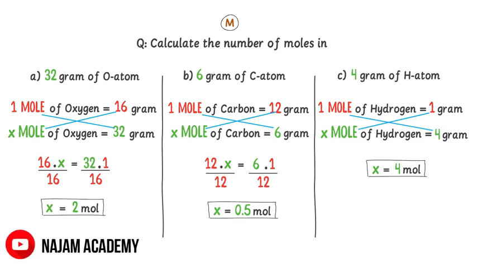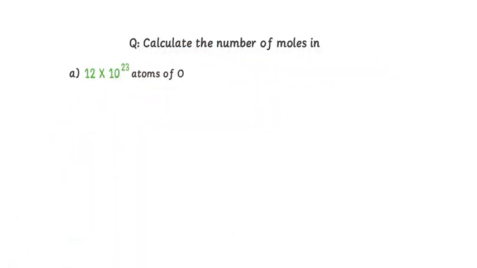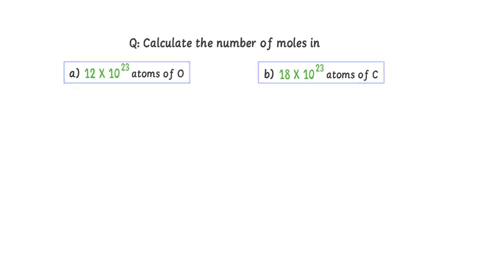Also, let me teach you the second type of calculation. Calculate the number of moles in 12 into 10 to the power 23 atoms of oxygen and in 18 into 10 to the power 23 atoms of carbon. In the question, we are given the number of atoms. So we have to create the number-mole relationship in such type of numericals.